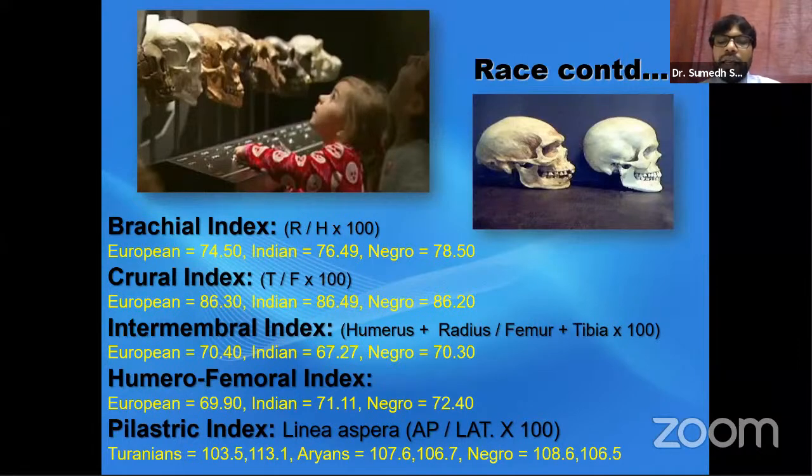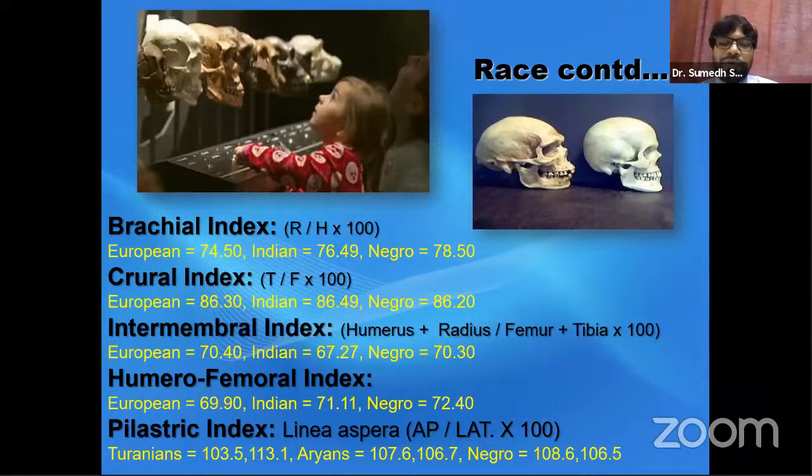So that is a line present on the femur, a thickened line. All the adductors are attached on the posterior aspect due to erect posture. All these adductors come on the posterior side of the femur. So that line is called the linea aspera. So the ratio of the anterior-posterior length to the lateral length, multiplied by 100, is basically the pilastric index.